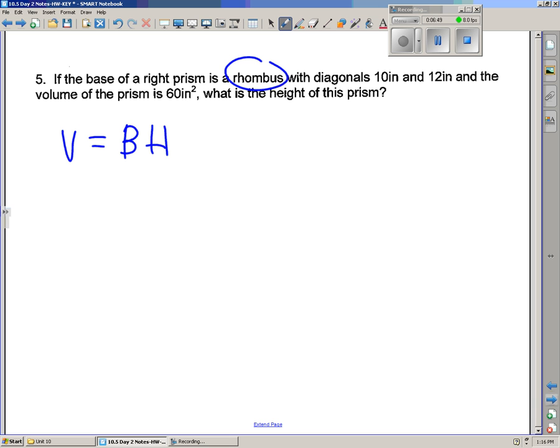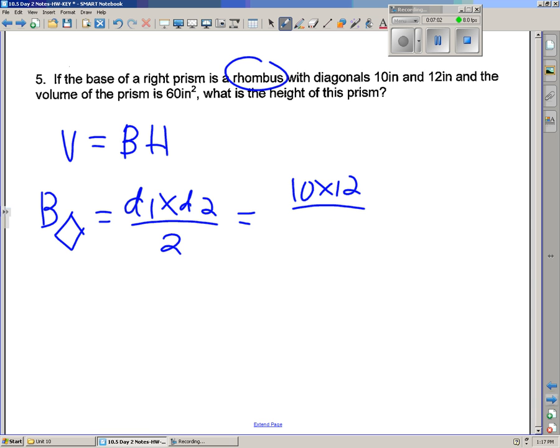And it tells you that the base is a rhombus. So the base, which is a rhombus, is diagonal 1 times diagonal 2 divided by 2. Which we're going to do here is 10 times 12 divided by 2, which ends up being 60. So that's going to be your base. And it tells you the volume happens to be 60 inches. It should be inches cubed, by the way. That's a little mistake up there.